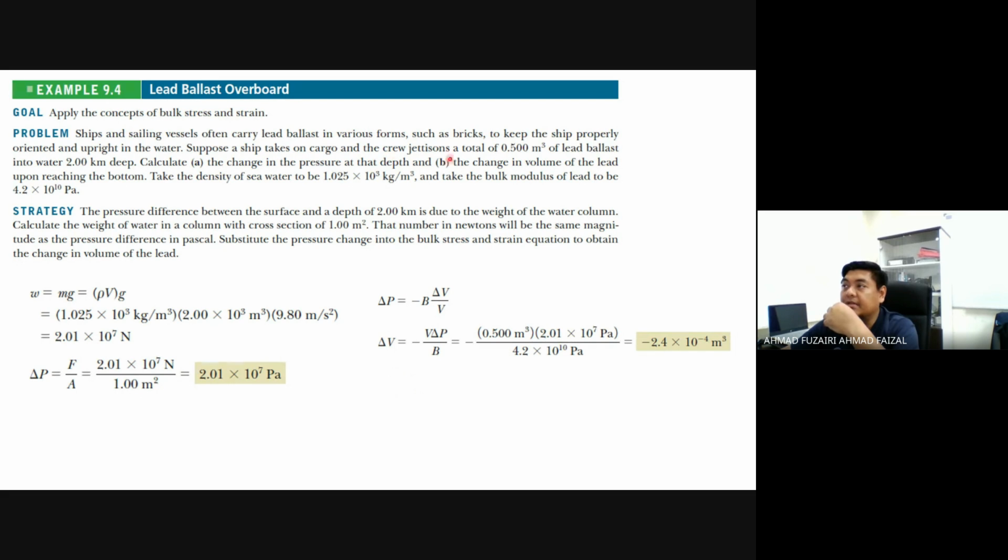So in the end, last one, the change in volume of the lead upon reaching the bottom. Okay, change in volume of the lead. So we can use lead, because it's made from lead, so you can refer to the table. The bulk modulus for the lead is 4.2 10 power of 10 Pascal. Then in the end, we will get delta V equals to negative 2.4 10 power of negative 4 meter cube.